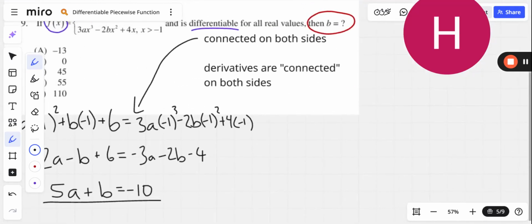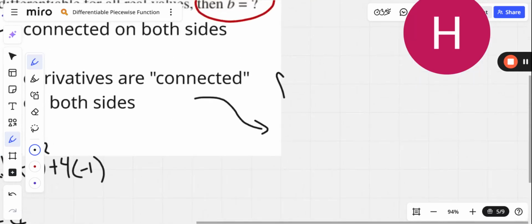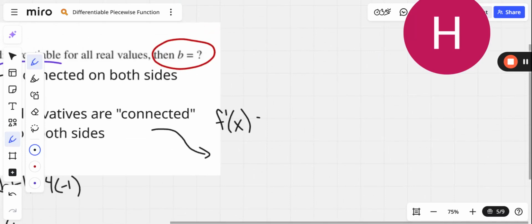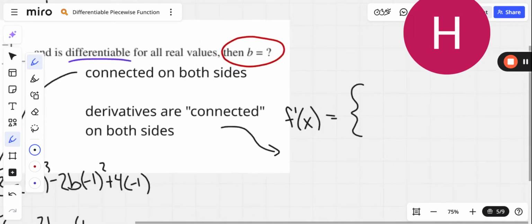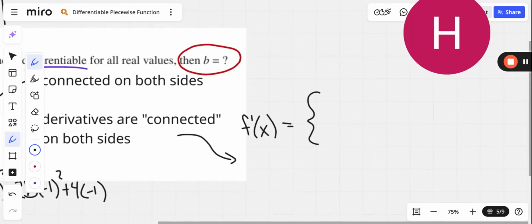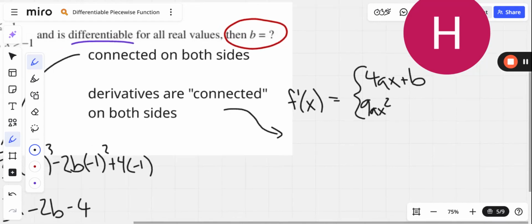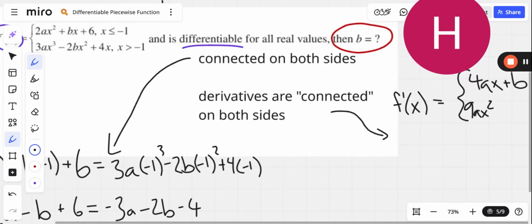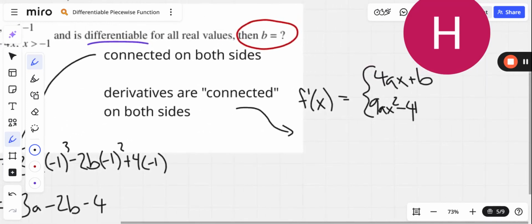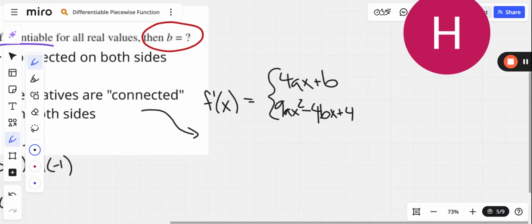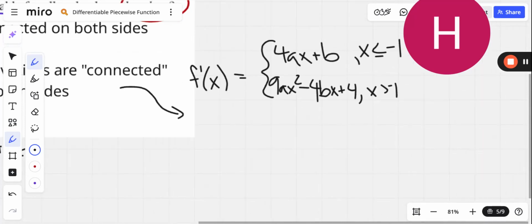Now let's find out what we would get when the derivatives are connected. And for that, we're going to have to represent, of course, the derivative. So the left side derivative is going to be, going to cheat a little bit, 4ax plus b. And then for the right side derivative, we're going to have 9a times x squared minus 4bx plus 4. And we're going to say the same thing: it needs to be connected on both sides. So the derivative on both sides needs to be equal.